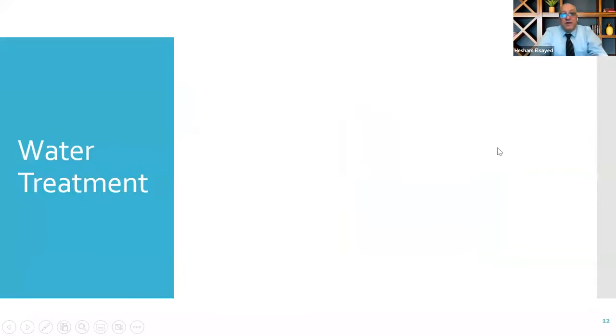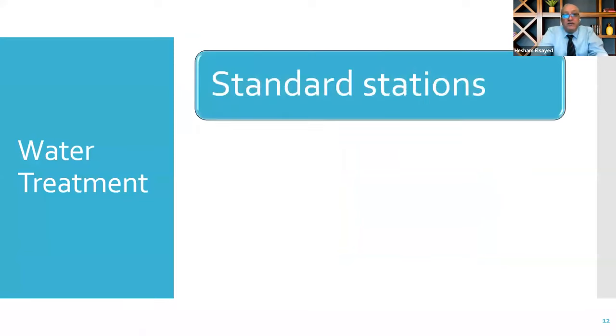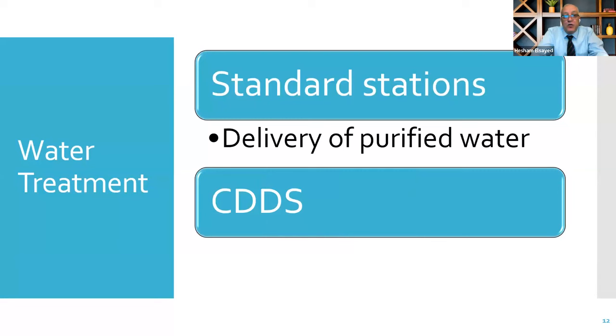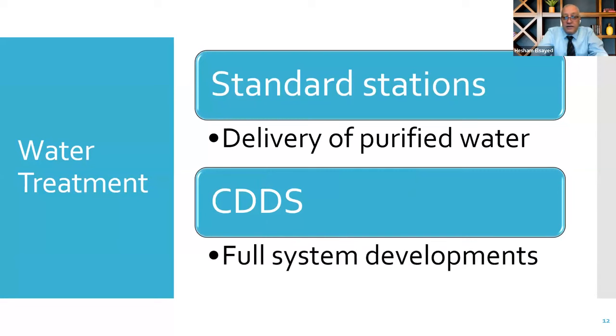Going to the first implementation of hemodiafiltration, we have to look at the water treatment stations. We have two stations: the standard station, which is delivery of purified water, and then the central dialysate delivery system, with full system developments recently in Egypt. However, it was 50 years ago in Japan.